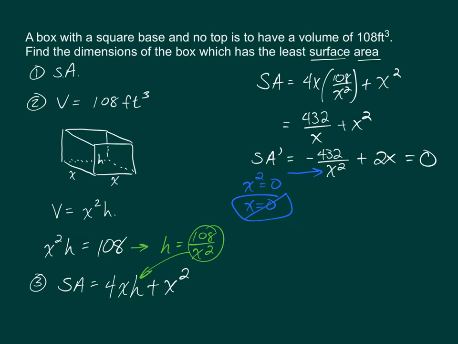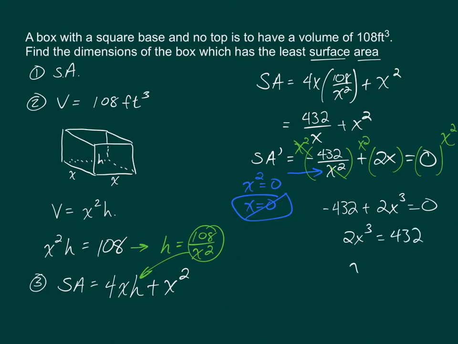Alright, so now that we've gotten that out of the way, I want to go through and actually solve this. So you can solve this by multiplying each term by x squared. That's how you're going to get rid of the denominator here. And what you will be left with is negative 432 plus 2x cubed equals 0. And if you add 432 and you divide by 2 and you solve for x, taking the cube root, you get 6.